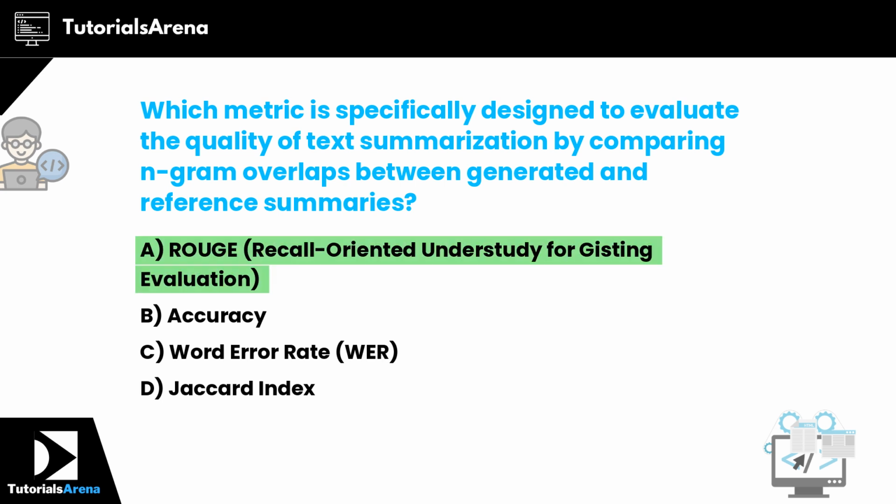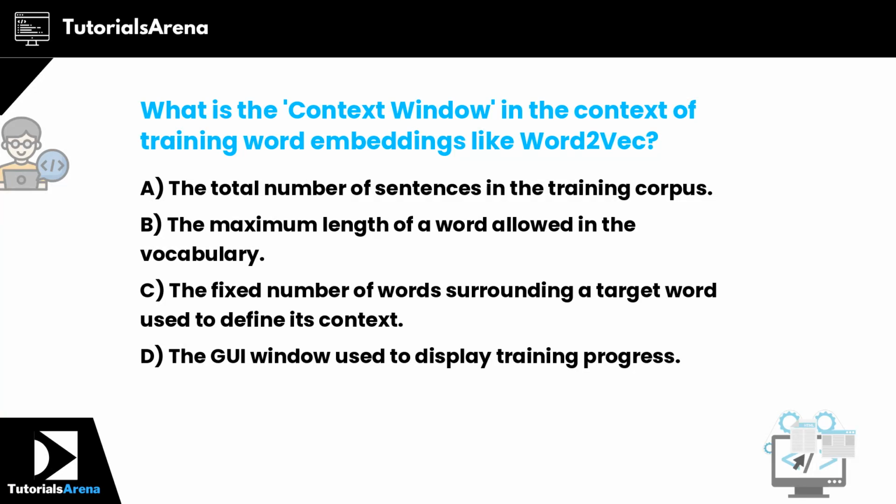The correct answer is option A, ROUGE, Recall-Oriented Understudy for Gisting Evaluation. What is the context window in the context of training word embeddings like Word2Vec?